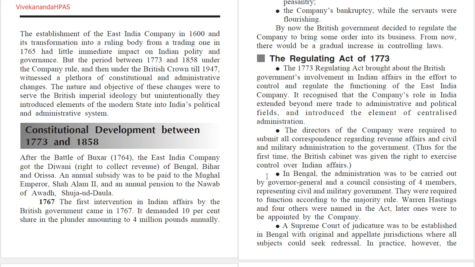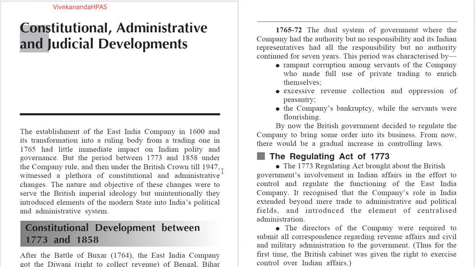And what was that royalty for? For a 10% share of whatever you will be earning from Bengal, Bihar and Odisha. So the 10% equally amounted to 4 million pounds. I hope this is clear. Then from 1765 to 1772, there was dual government in the state of Bengal.